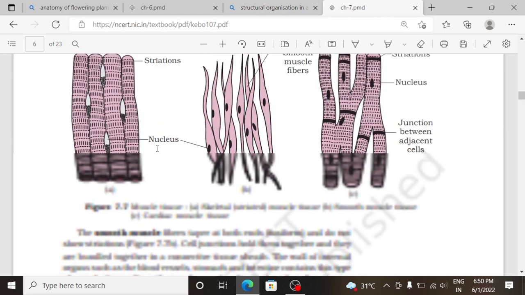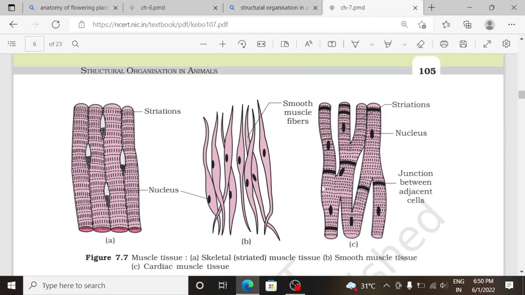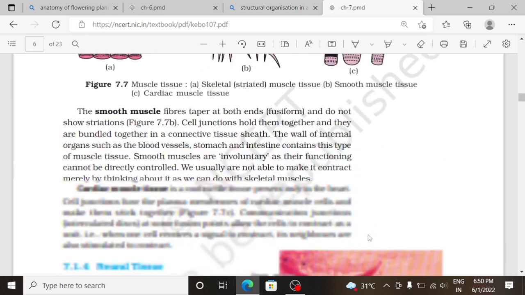Then let us see the diagram of muscle tissue. These are the three types of muscle tissue. First is the skeletal, striated muscle tissue. Second is the smooth muscle tissue, and third is the cardiac muscle tissue. First has striations, you can see this, and the nucleus. Here we can see only the smooth muscle fibers and nucleus. This is the nucleus, these are the smooth muscle fibers, and this is the cardiac tissue which has striations. It has nucleus and junctions between adjacent cells.